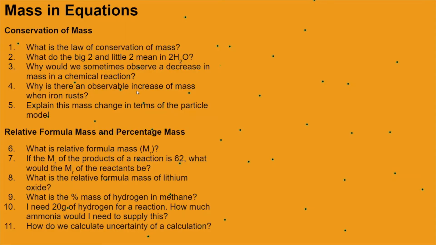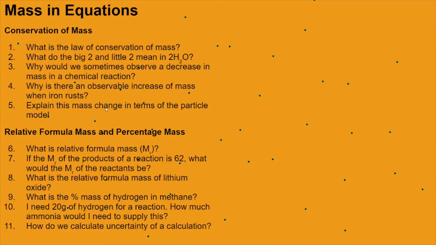Similarly, an observable increase of mass may happen when one of our reactants is a gas. So I'll give you an example. When iron rusts to turn into iron oxide, for example, if we weigh the iron and then the iron oxide, it appears the mass has increased, but no, we've just added oxygen from the air that's come in and reacted with the iron. But our weighing of the reactants doesn't take into account the oxygen that's in the air.